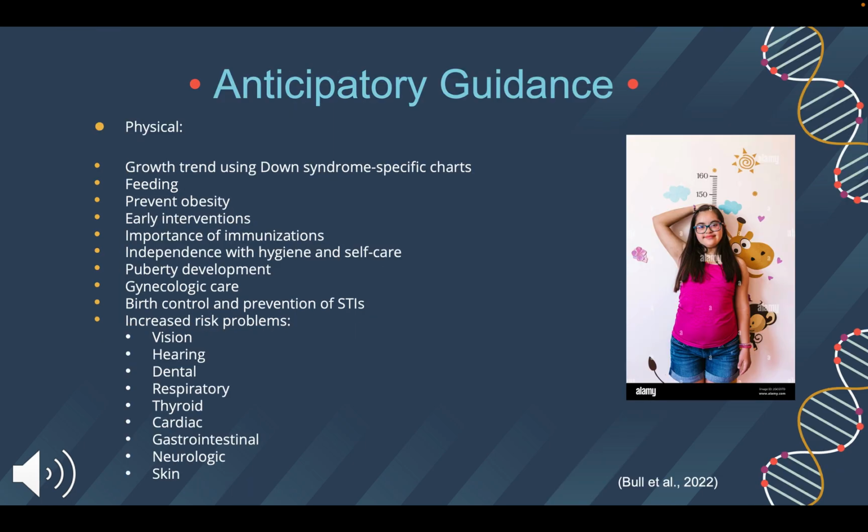Here's the anticipatory guidance for children with trisomy 21. Let's start with physical. For growth trend, we will be using Down syndrome specific charts. For feeding, we need to educate about adequate iron intake and giving dietary supplements. Also, we have to educate about preventing obesity with optimal diet and physical activity. Also, early intervention is really important for these children, such as physical, occupational, and speech therapies.